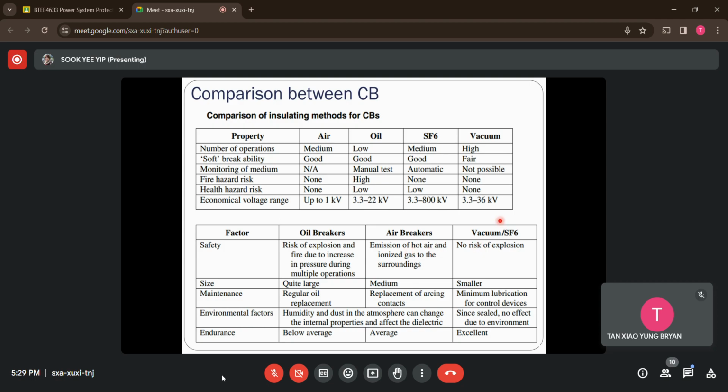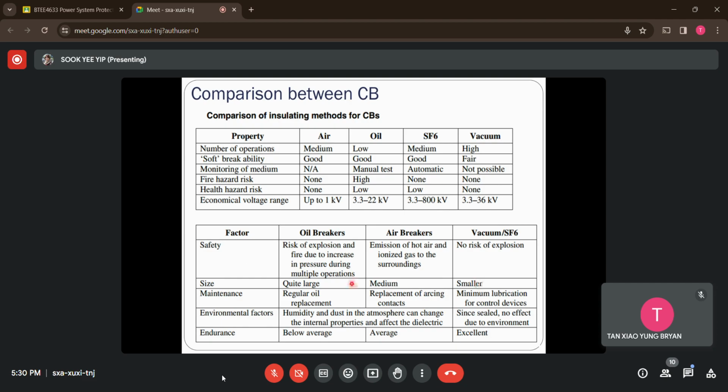And then for vacuum and SF6 gas here, there's no risk in terms of explosions. This is quite logical. So in terms of size comparison, the biggest one we have is the oil breakers, followed by the air breakers, and vacuum and SF6 gas have the smaller size. Okay, it has a compact design, well enclosed.